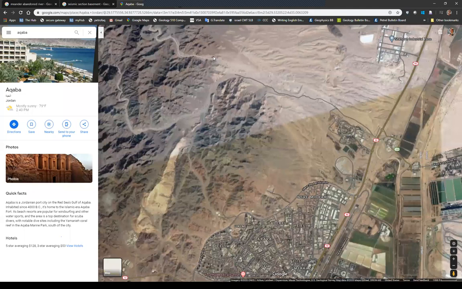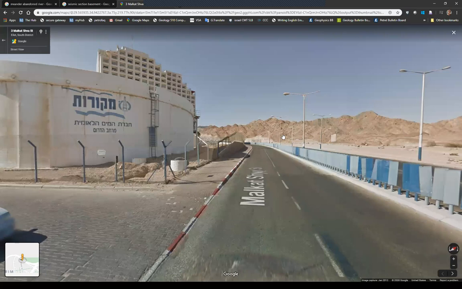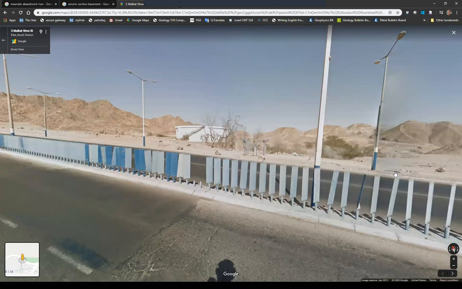Let me just put an image here somewhere. So here is your seismic and here are your mountains, and this is the basement. So here, the basement, we expect it to be at 10, 20, 50 meters.